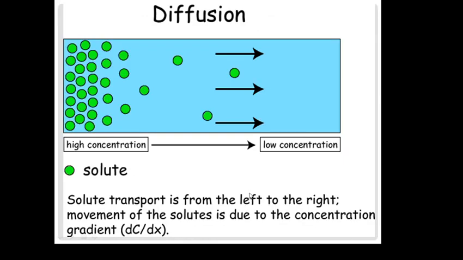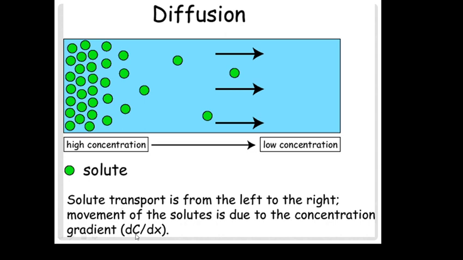This is diffusion in liquids. You see this is sugar or salt or whatever. This is the solute, and this is the solvent, the water. So the solute is transported from left to right, and the movement of the solute is due to the concentration gradient. So let's know now the examples of diffusion.